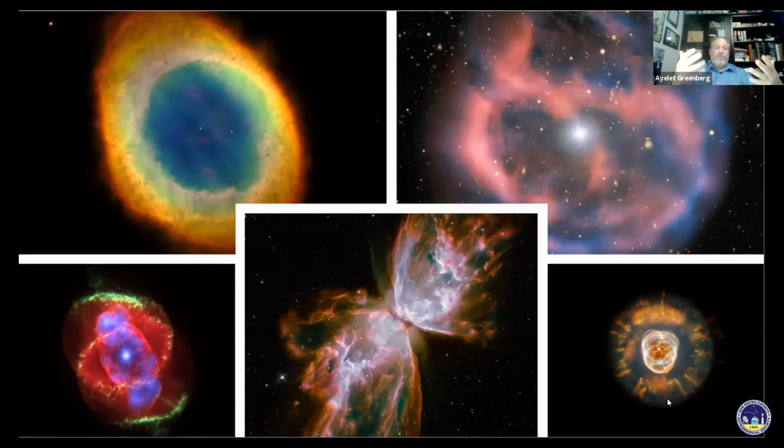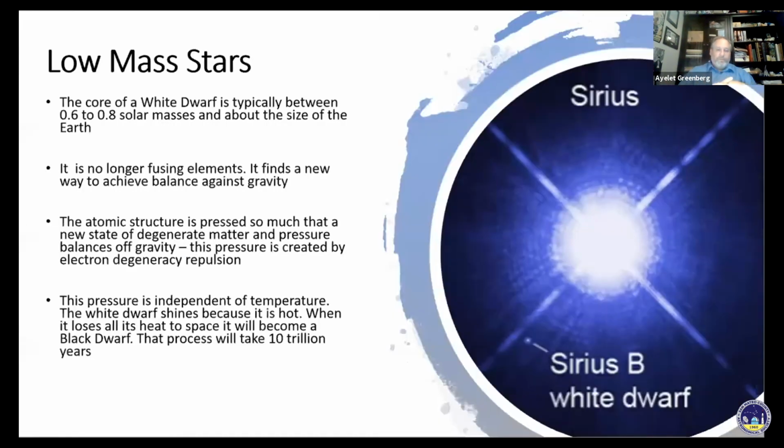So this is what happens to a star like our sun after burning for 10 billion years, and then being a red giant for about 1 billion years, and a horizontal branch star for about 100 million years, and then an asymptotic giant for another 10 million years, and it ends up like this: 100,000 years of this gas drifting away, and what is left in the core is a white dwarf. Now, the white dwarf is typically about 0.6 to 0.8 solar masses. It's no longer fusing elements.